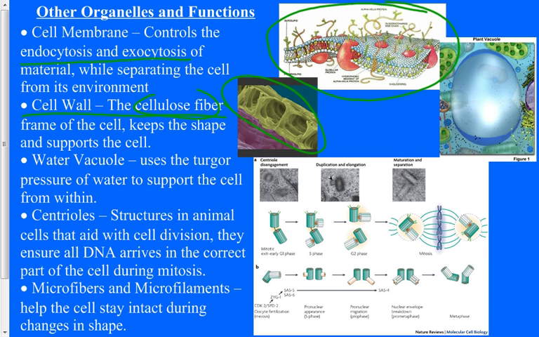All right. The water vacuole, like we said, is present only in the plant cell, not the animal cell. It uses turgor pressure, that's the pressure of water, to support the cell from within.